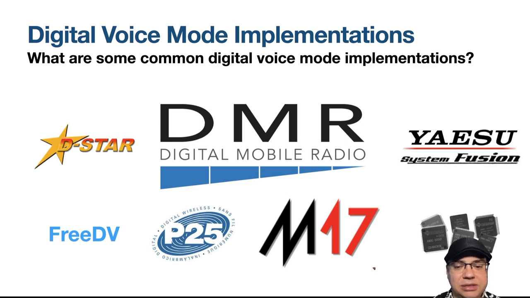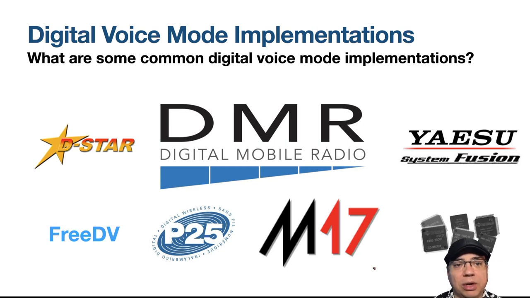As a response to this, there are a couple of open source implementations of digital voice. FreeDV and M17 are two of the more popular ones, and these use a voice encoder that's not encumbered by patents. But the commercial solutions, like we have up here, D-Star, Yaesu System Fusion, also WiresX, DMR, Digital Mobile Radio, and also P25, these all use that AMBE system that requires that commercial chip. When you buy a radio, it's not something you really have to worry about, but it is something you should at least know.